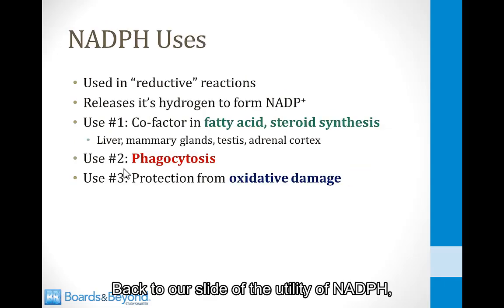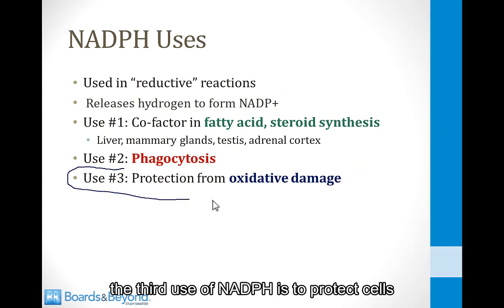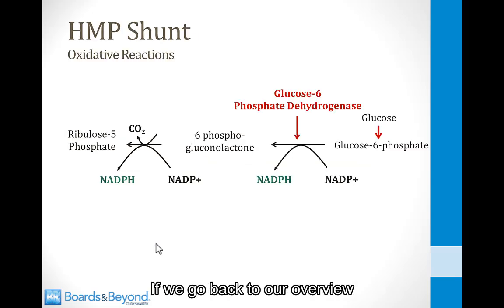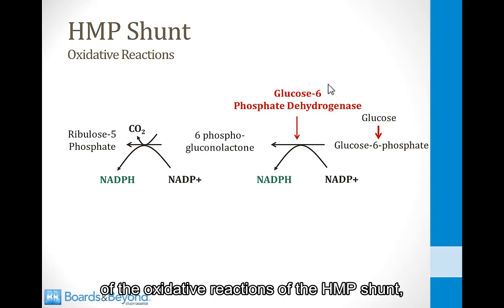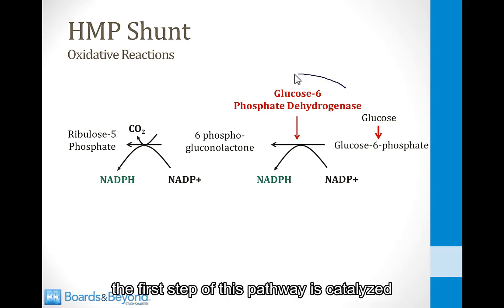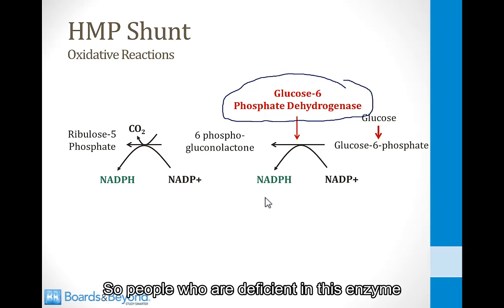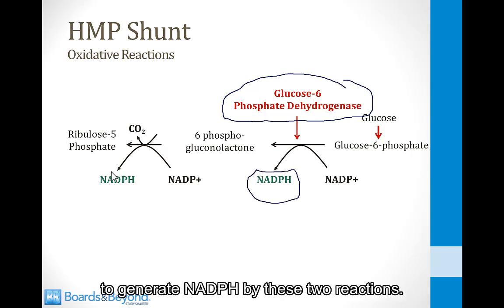Back to our slide of the utility of NADPH, the third use of NADPH is to protect cells from oxidative damage, and the easiest way to understand that is to talk about G6PD deficiency. If we go back to our overview of the oxidative reactions of the HMP Shunt, the first step of this pathway is catalyzed by the enzyme glucose-6-phosphate dehydrogenase. So people who are deficient in this enzyme will have a reduced ability to generate NADPH by these two reactions.